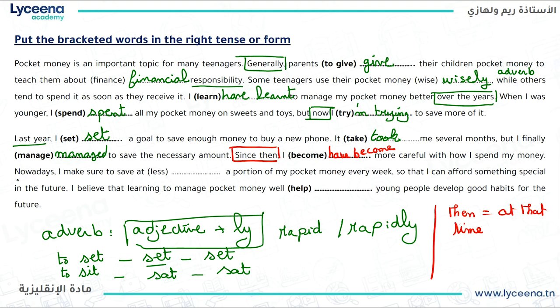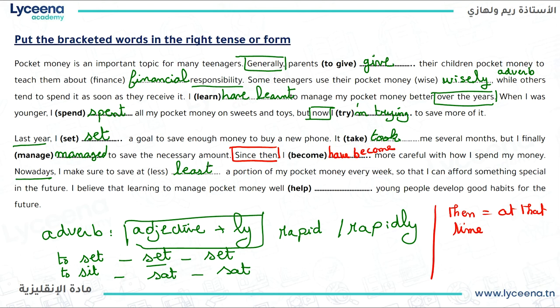Nowadays, donc we have nowadays, okay? I make sure to save at less a portion of pocket money every week so that I can afford something special in the future. So here we have a form. What's this form? It is at least. It is the superlative form of less. So that I can afford something special in the future.